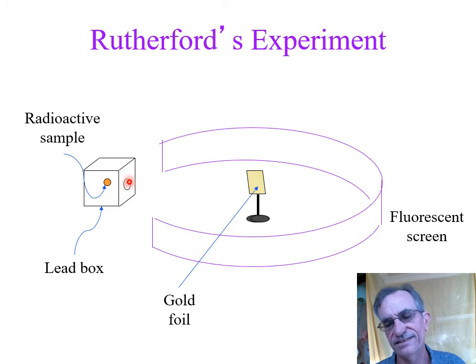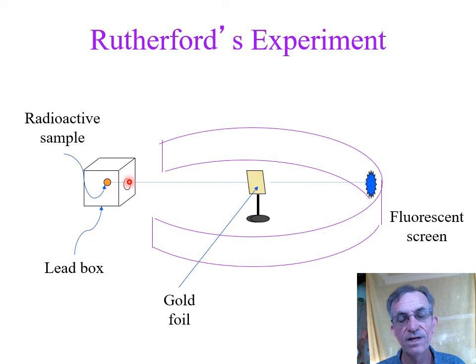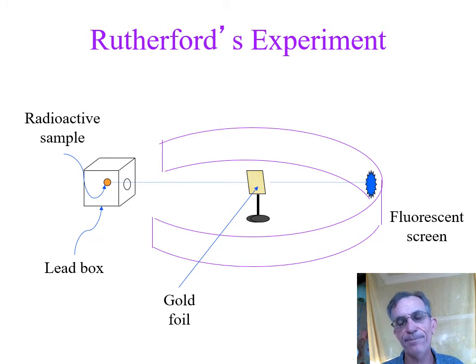It was a fluorescent screen. So what he noticed when he set this up is that typically, most of the particles would go right through the piece of gold foil. Most of the particles would just keep on traveling, just plow right through the gold foil, all right? So what that told them is the gold foil apparently didn't have a whole lot going on inside of it, right? Because things could just travel right through it.